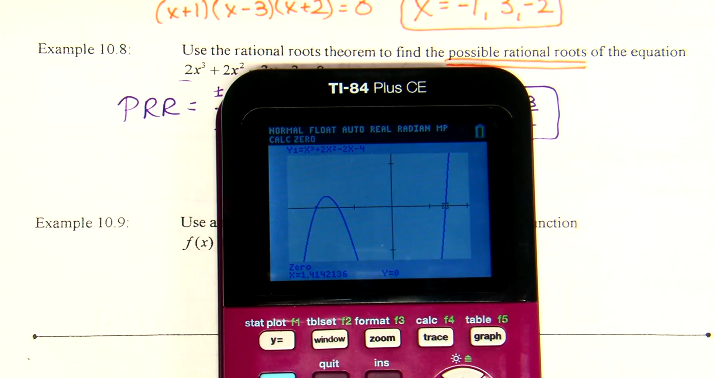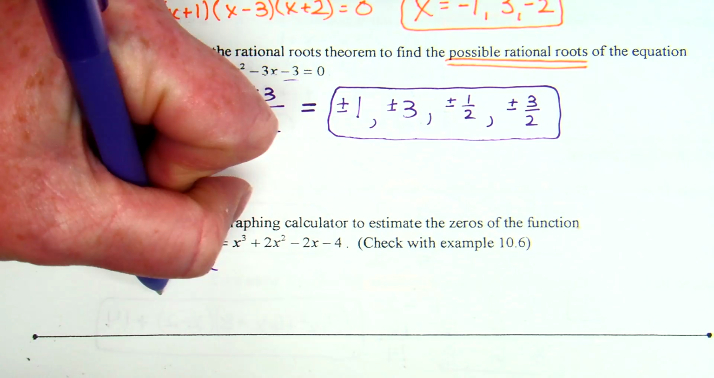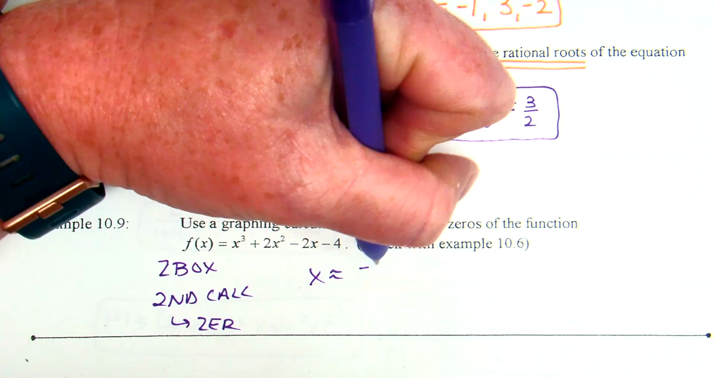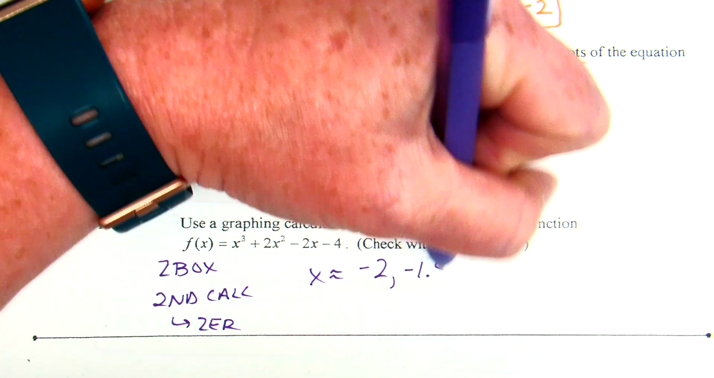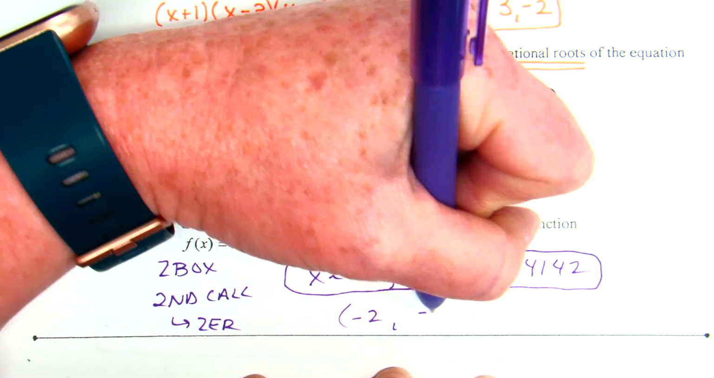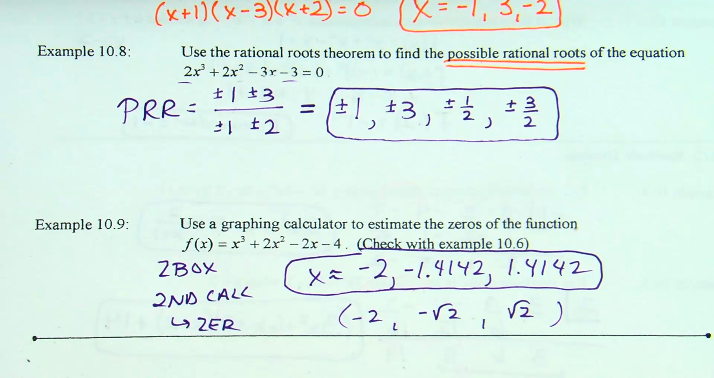So, I like ZBox on this one, and then old news, I did second calc and used my 0 to find them, right? So x is approximately -2, -1.4142, and positive 1.4142. It said to check with example 6. Well, guess what? Example 6 was -2, negative square root of 2, and positive square root of 2. So did it match up? It does.